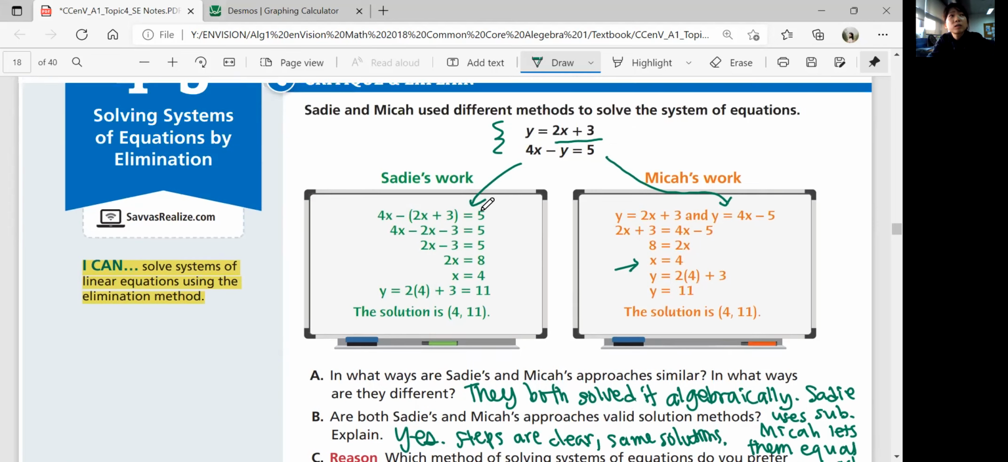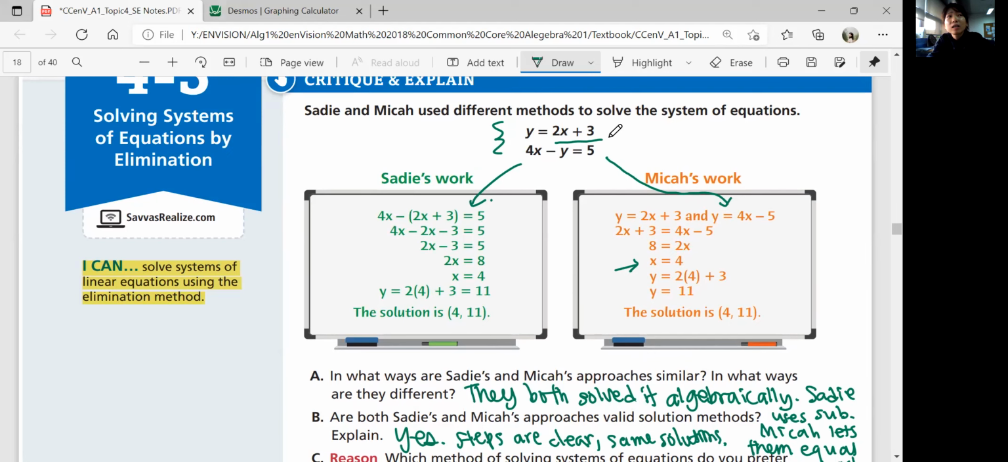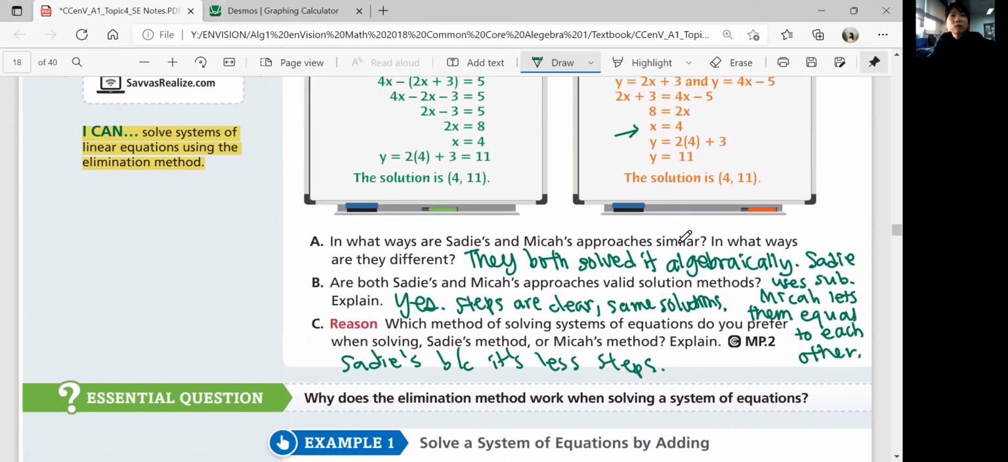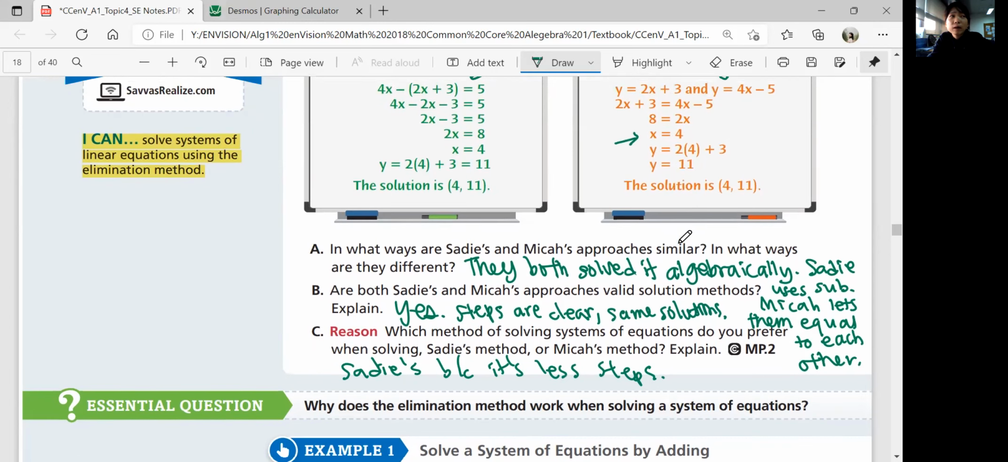Okay. Since your y is already solved, it's fewer steps and less work to use Sadie's work, because with Micah's you have to convert, first of all, the second equation to the y equals form, right? So you can say Sadie's because it's fewer steps. You can choose Micah's because of whatever reason you have. Because you may want to deal with y equals. You're more comfortable with dealing with equations that are in slope-intercept form.